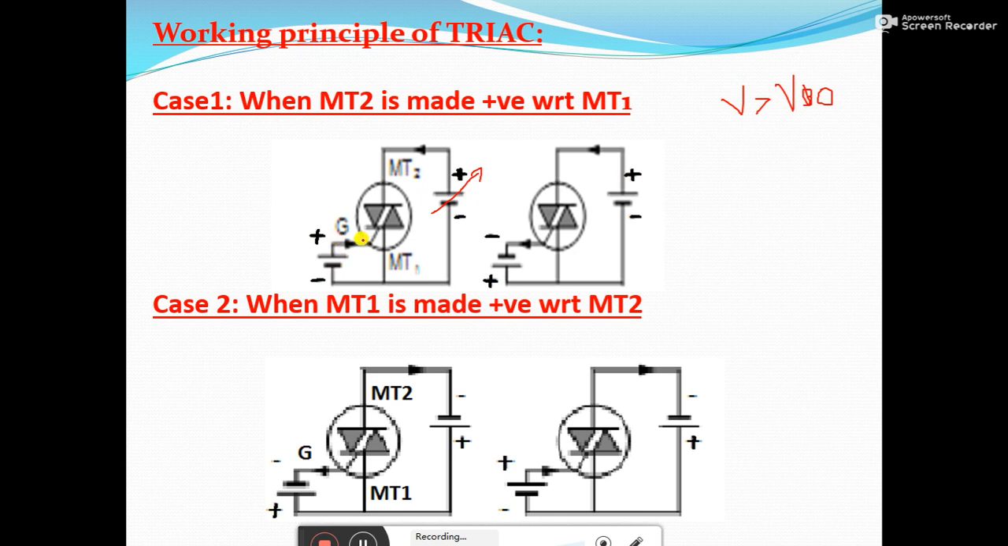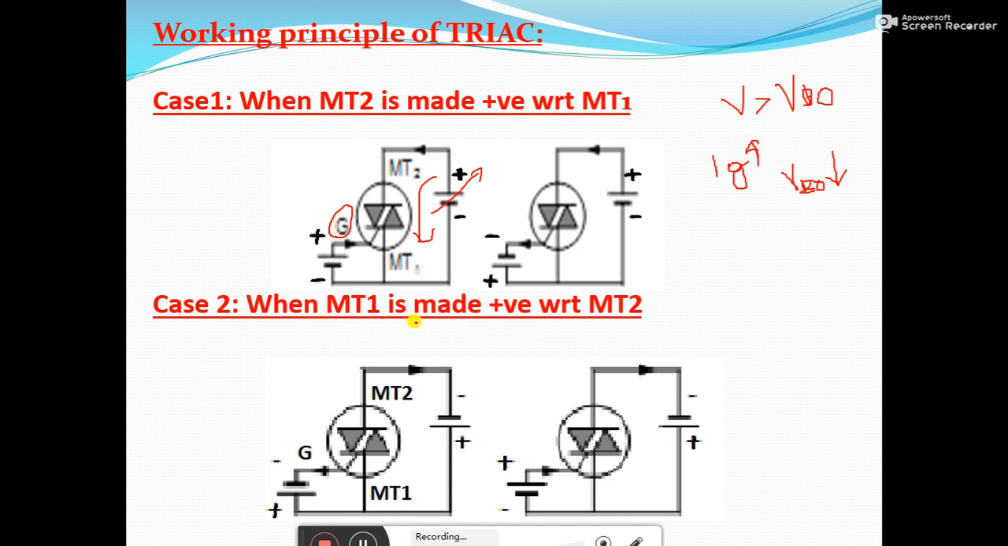So the importance of the gate here is, if we provide more and more gate voltage, means if we increase the IG current value, then the breakover can be achieved at an earlier stage. Breakover voltage decreases. The explanation is same for SCR also. And irrespective of whether the gate is made positive or negative with respect to MT1, the behavior of the circuit will remain same. Here the current will flow from MT2 to MT1, remember.